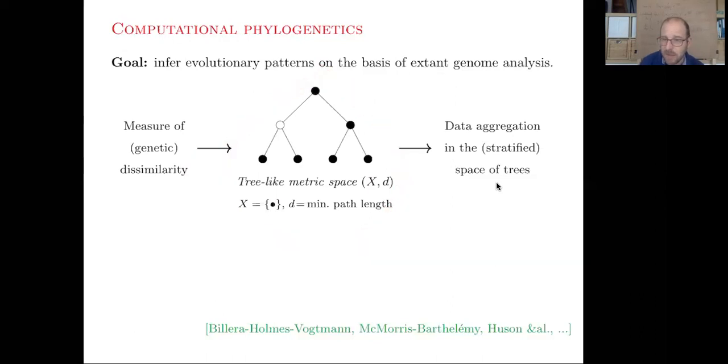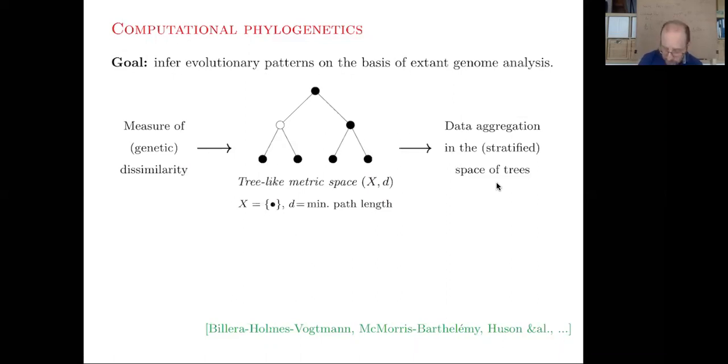Okay. Now the second step is, now I have a lot of trees, one tree for every gene, right? There are more than one gene in one species. So for every gene, I have a tree, the so-called gene tree. And I have to somehow aggregate these several trees into one output tree. I want, as an output, one tree for this species.